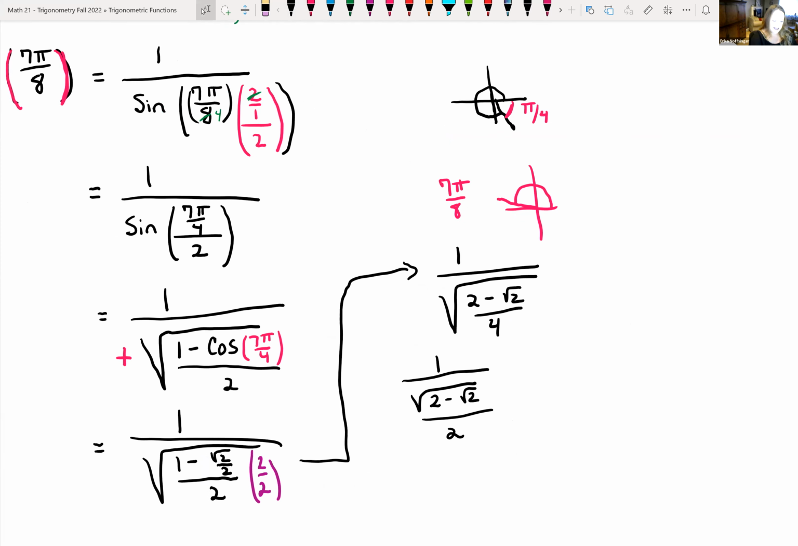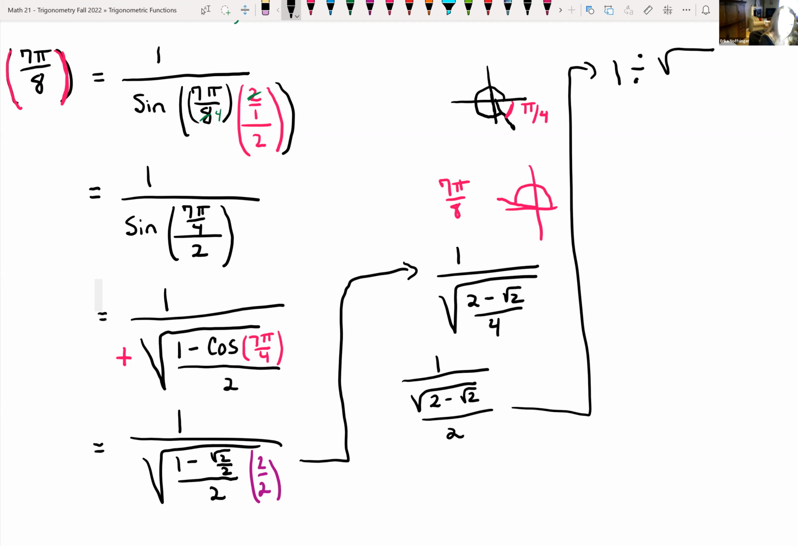So think of this as that 1 divided by the fraction root of 2 minus root 2, all over 2. Division of fractions, we rewrite as multiplication: first term times, so 1 times the reciprocal of the second fraction. So 2 all over root of 2 minus root 2.